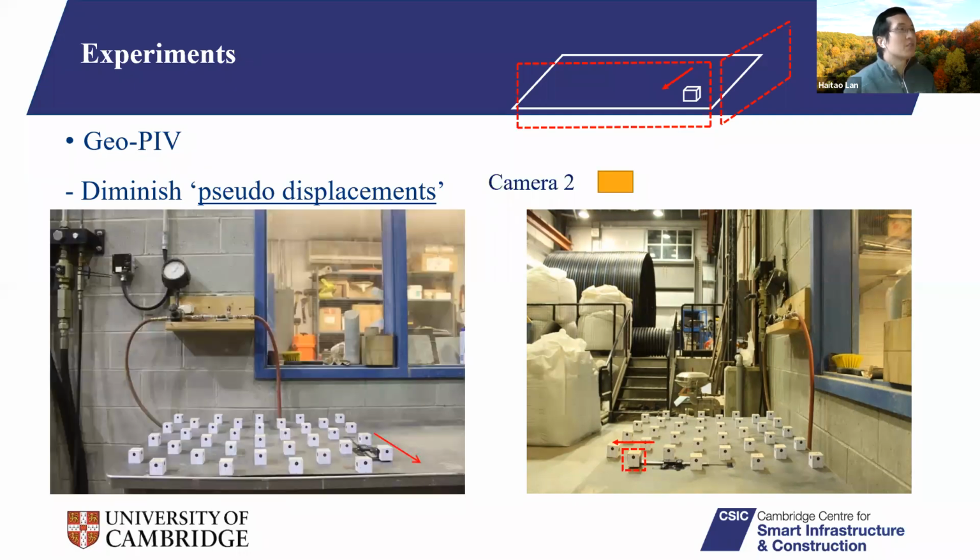However, if you use the program from another angle, here is a picture taken by camera 2, that is 90 degrees from camera 1. For that block, it should not show any vertical and horizontal movement because we only moved that block horizontally from the angle of camera 1. However, if we use this program, it will introduce vertical and horizontal displacement, which should not exist. So that's why I developed some post-processing methods to diminish this pseudo displacement, so you can get much more accurate results during the test.